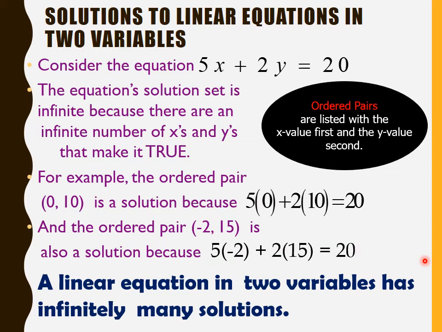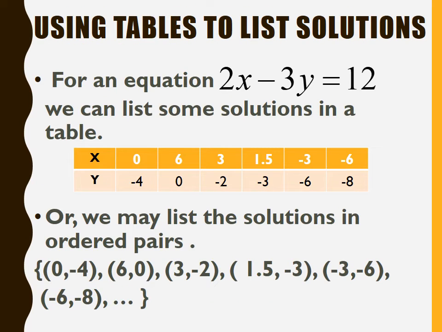We have already seen two. We can try out many more solutions using tables to list solutions. For the equation 2x minus 3y equals 12, we can list some solutions in a table like this. If we take the value of x as 0 and substitute in this equation, we will calculate y to be minus 4. So we can write the value of x as 0 and y as minus 4 in the table.